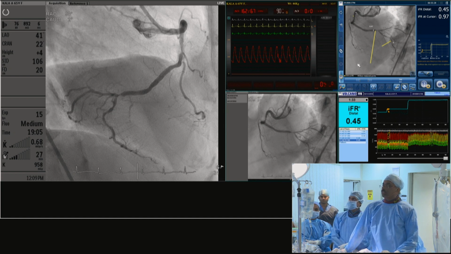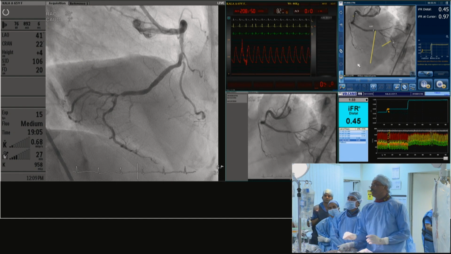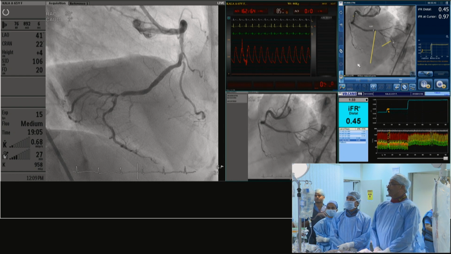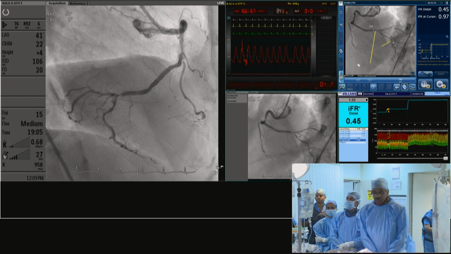The mid RCA lesion is likely to be more significant than what it looks to the eyes, because calcium will always tend to underestimate the lesion, because calcium is also producing a shadow. Correct. And the contrast is also producing a shadow. So imaging and physiology would become relevant after treating the distal lesion. Okay, so for the mid lesion.